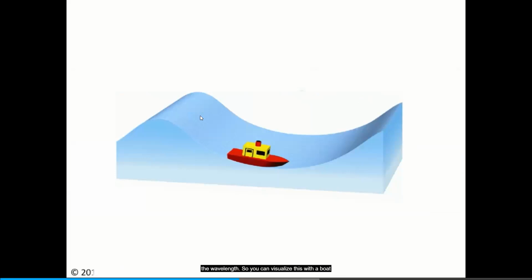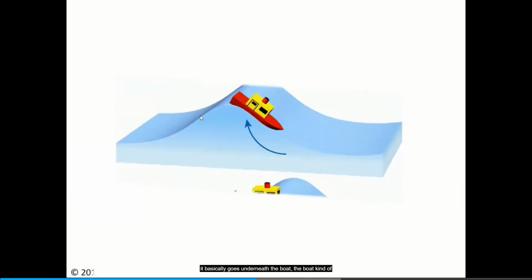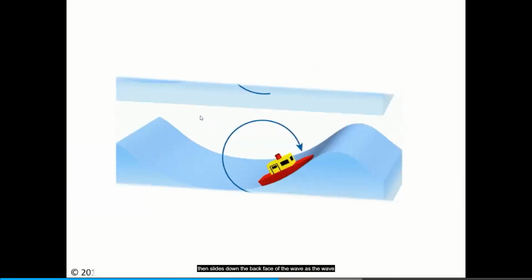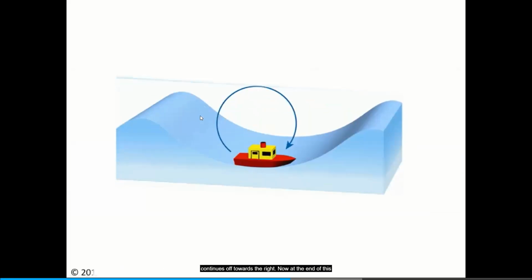So you can visualize this with a boat floating in the water. As a wave approaches the boat, it basically goes underneath it. The boat slides up the oncoming face of the wave, rides across the top of the wave as it passes underneath, and then slides down the back face of the wave as the wave continues off towards the right. At the end of this, the boat is still in its same position, but the energy of the wave has been transmitted through that area.